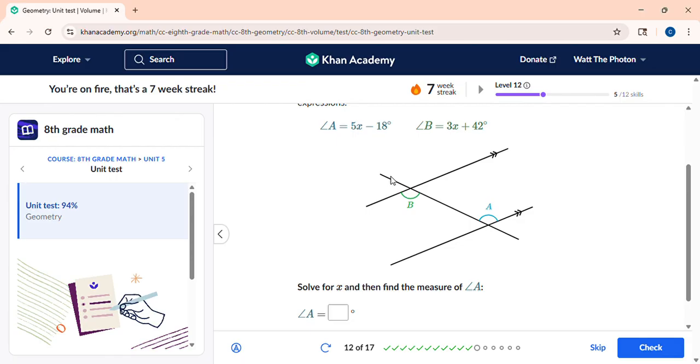So we set both of those a and b equal to each other. So you get 5x minus 18 is equal to 3x plus 42. You have 2x minus 18 is equal to 42. And then 42 plus 18, that gets us 60. We have 2x is equal to 60, so x is equal to 30. And then 30 times 6 times 5 minus 18 is 132.